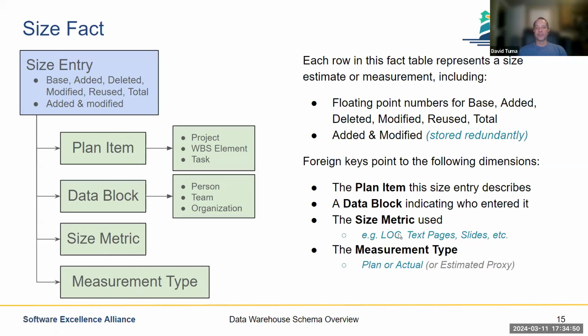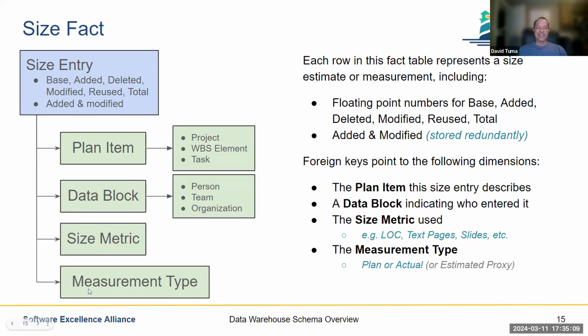The size metric dimension holds the different size metrics that are known to the system, like lines of code, text pages, slides, whatever. As we know, teams can define their own size metrics in the latest version of the dashboard, and those would create new rows in the size metric dimension.